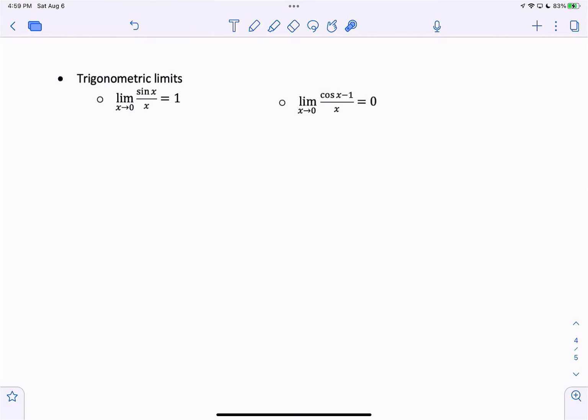We'll see where this comes from in just a minute, but in the meantime, another trigonometric limit is that the limit as x goes to 0 of the cosine of x minus 1 over x is equal to 0. Again, direct substitution would give us 0 over 0, and so this isn't immediately obvious. I'm going to label these 1 for the sine function and 2 for the limit with the cosine function, and we're going to see where these come from. So the proof of 1.